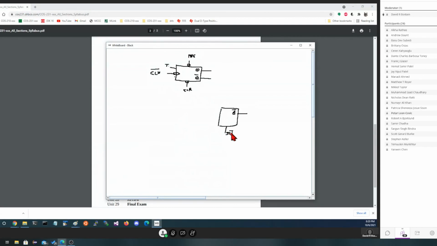it says set. Has a bubble here. What could you tell me about that? Is it a latch? Is it a flip-flop? Is it something else? Put your hand up if you know what that is.